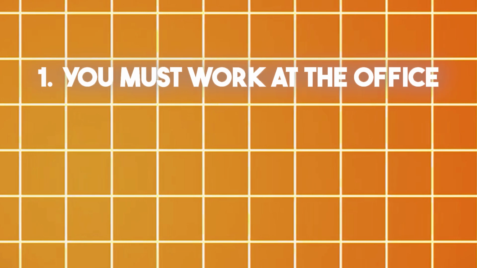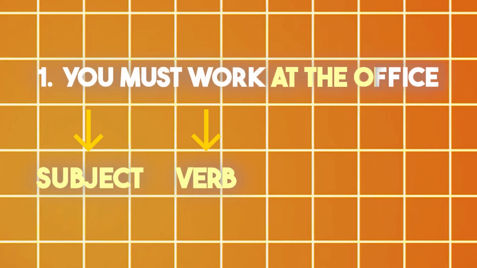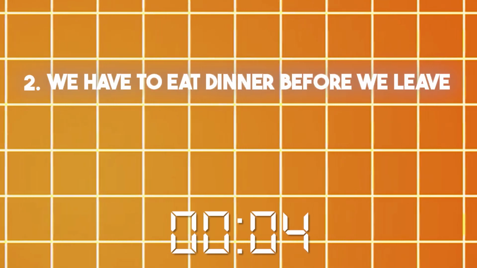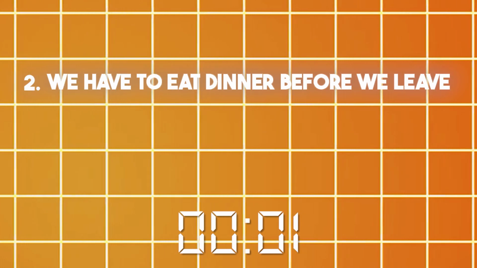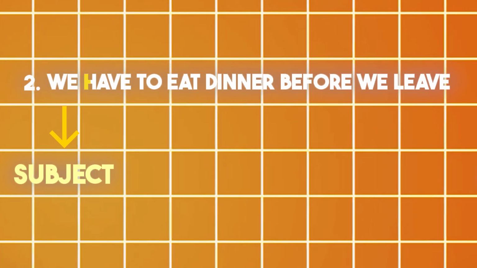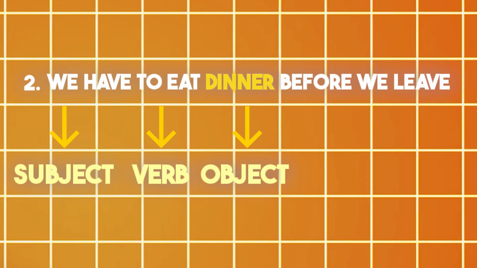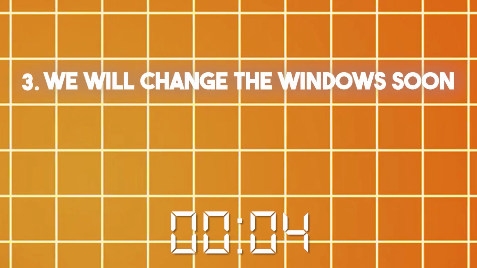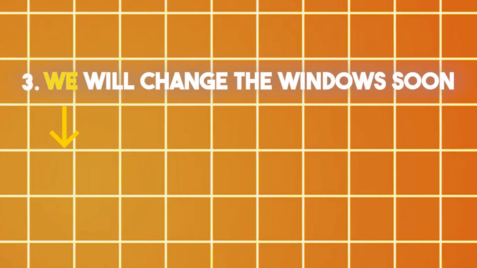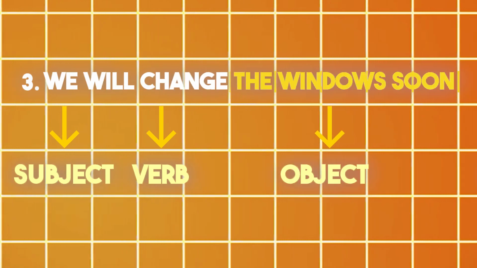You are absolutely right. You is the subject, must work is the verb, at the office is the object, the receiver of the action. Sentence number 2. You are definitely right. We is the subject, have to eat is the verb, dinner is the object, the receiver of the action. Sentence number 3. We is the subject, will change is the verb, the windows is the object.